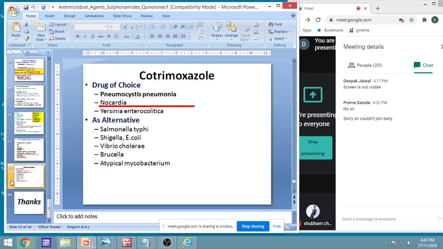Cotrimoxazole was a drug of choice in pneumocystis pneumonia, Nocardia, Yersinia enterocolitica. Yersinia species are known; one of the very popular ones was Yersinia pestis, which was responsible for plague. Then Salmonella typhi, Shigella. Salmonella typhi is responsible for typhoid; Shigella and E. coli for various kinds of dysenteries, cholera, brucella, atypical mycobacterium. In all these cases, they were used.